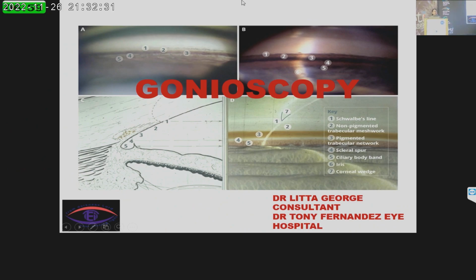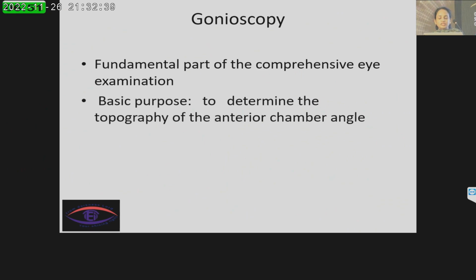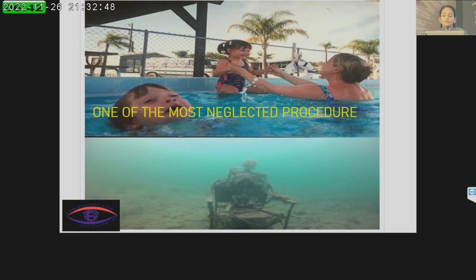Very good morning to all. So my topic for discussion today is gonioscopy. It is a fundamental part of the comprehensive eye examination, and the basic purpose is to understand the topography of the anterior chamber angle. It is the gold standard against which all other angle imaging techniques are compared. However, it is one of the most neglected procedures in ophthalmology.